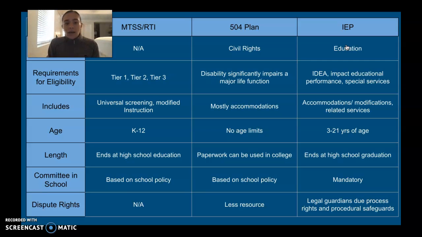MTSS and RTI is offered at school from kindergarten all the way to the 12th grade level. The 504 plan could start really young and it could even go into the college level, and IEPs are only offered up to the age of 21. And again, that also includes the length and how long it would last. It just depends on the student. But the MTSS and RTI just ends at high school or at graduation.